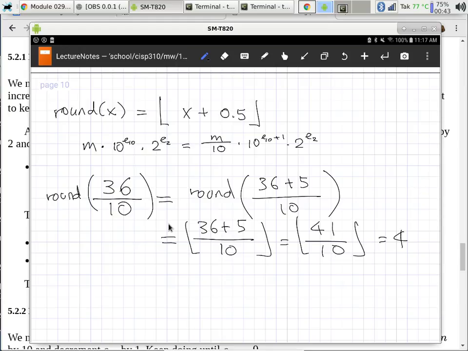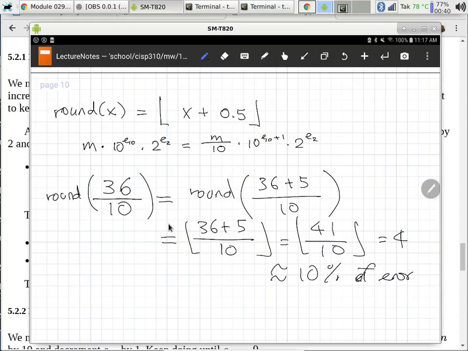But how big is our error? In other words, comparing the rounded result of 36 divided by 10 versus the actual 36 divided by 10, what is the ratio of error? It's about 10%, okay? So we'll say about 10% of error.